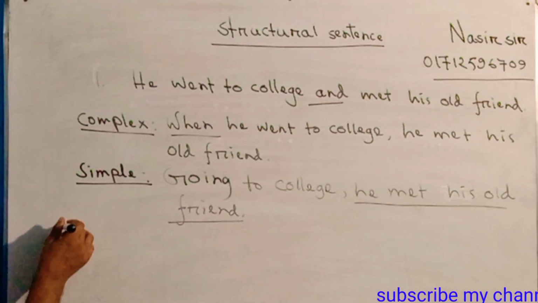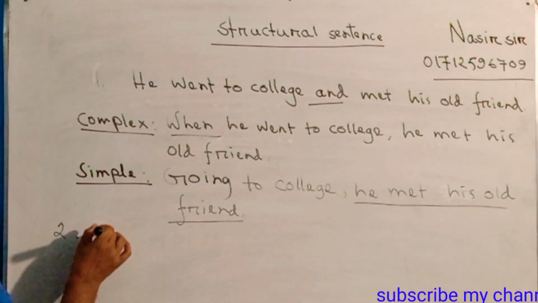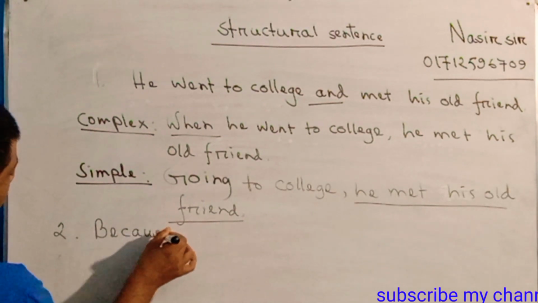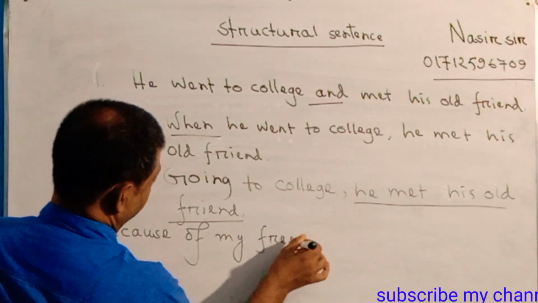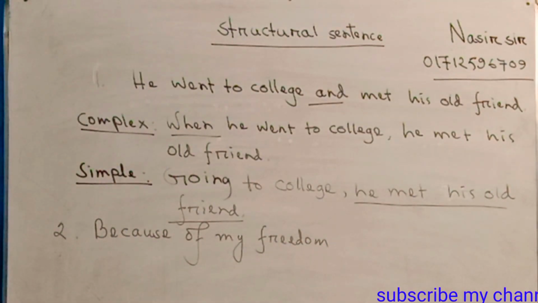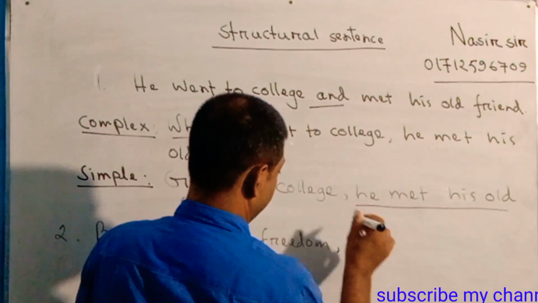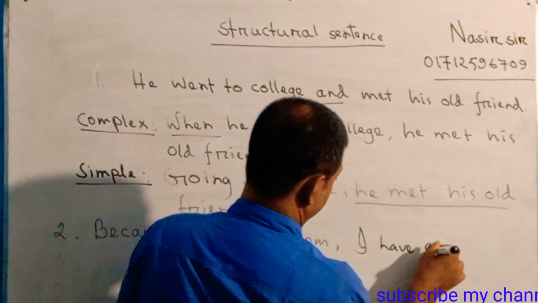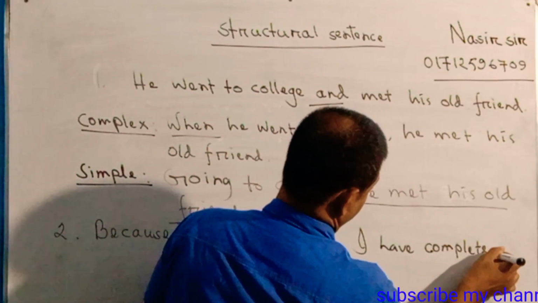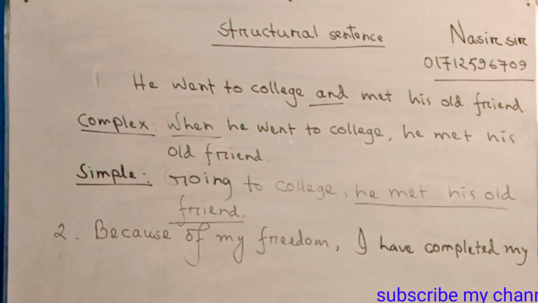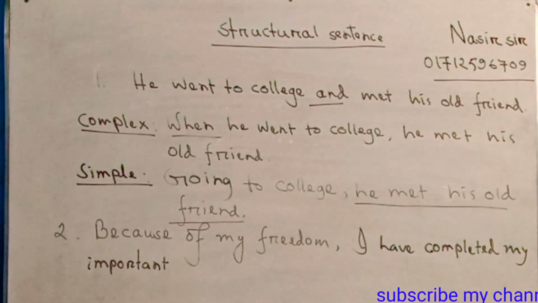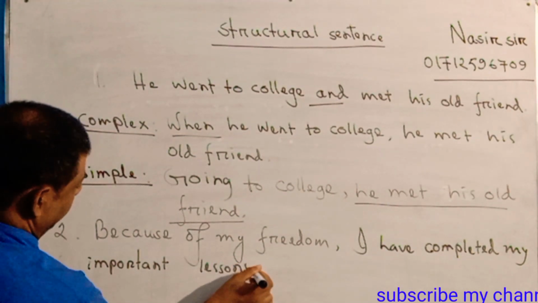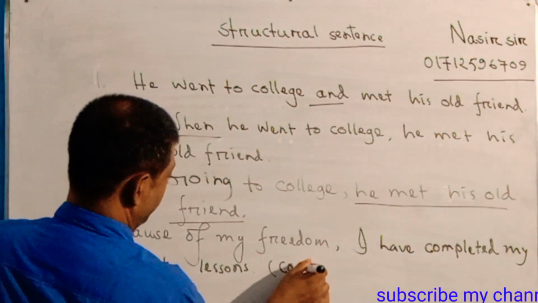Now come to the second example. Because of my freedom, I have completed my important lessons. Make it compound.